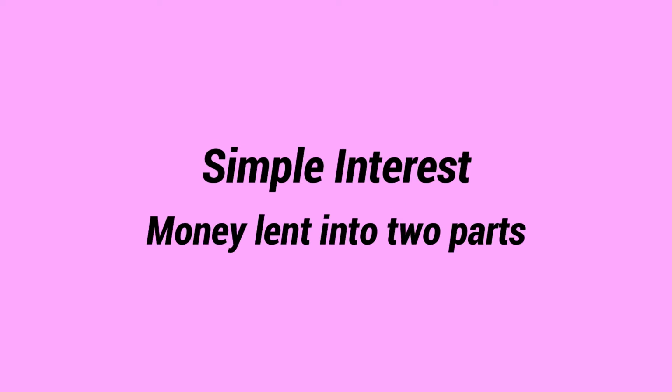In this video we will discuss money lent in two parts. For example, a person lends some money in two parts. The first part is at some percentage per annum and the second part is at some percentage per annum. Finally, there is a total simple interest, and we have to find the money lent for the first part or the second part. Very important topic. See the first example.